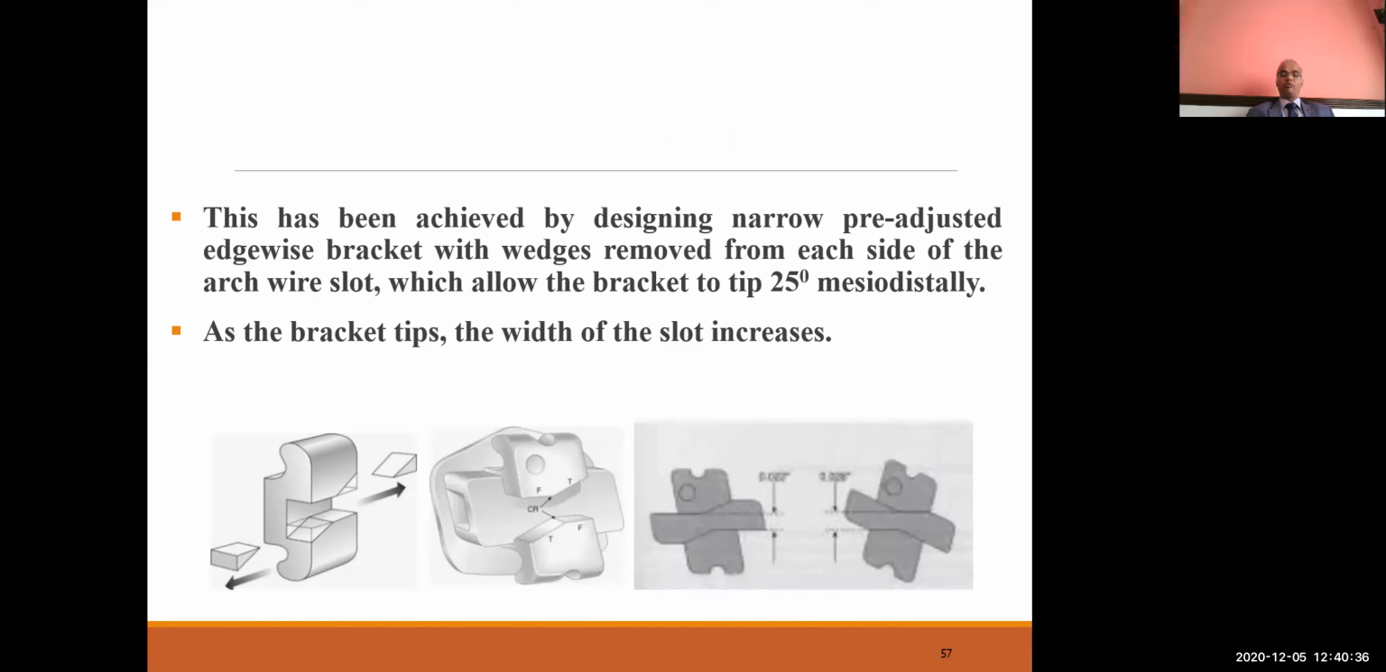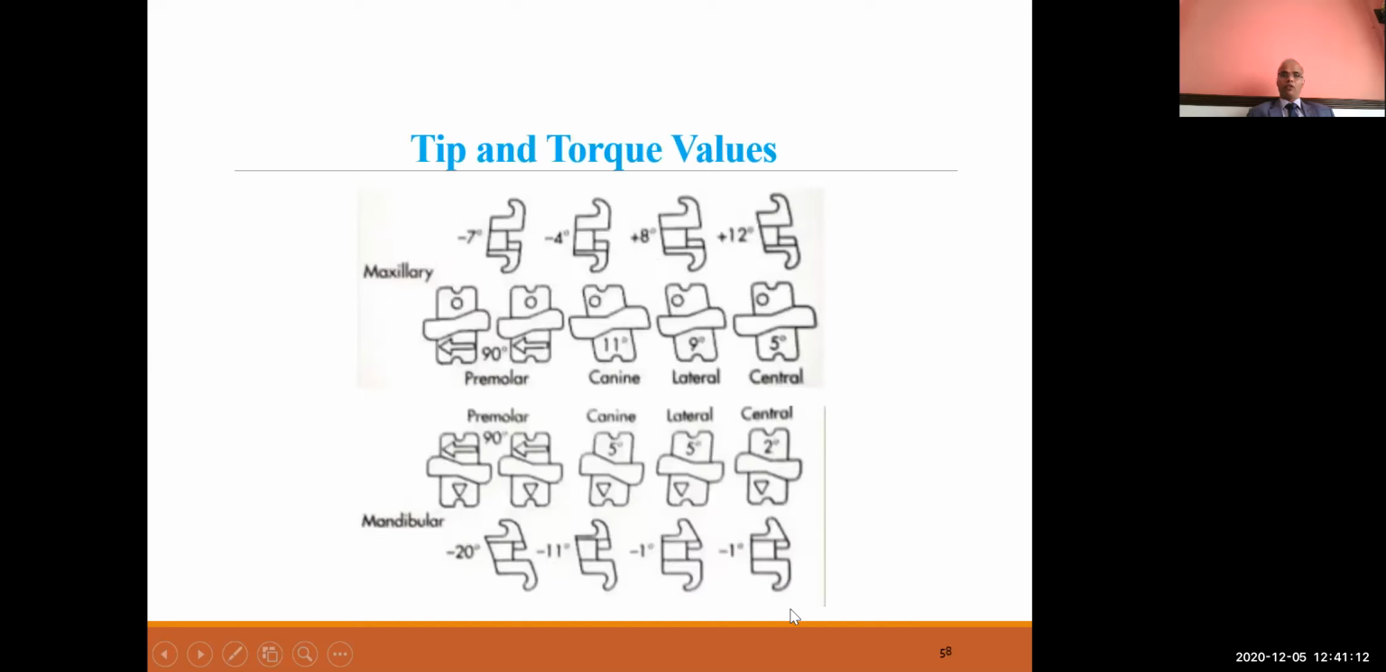So this has been achieved by designing narrow pre-adjusted edgewise brackets with the bases removed from each side of the arch wire slot, which allows the bracket to tip 25 degrees mesially and distally. As the bracket tips, the width of the slot increases. These are the bases removed from the brackets. So the slot width is increased when the tooth tips. So these are the tip and torque values in the upper and lower arch.